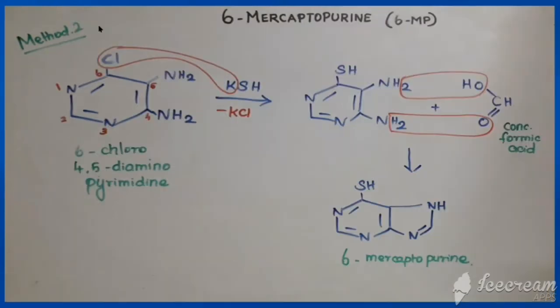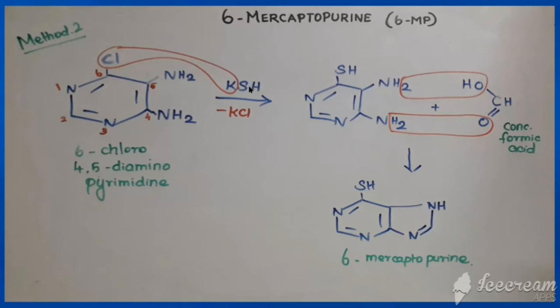Method 2. In method 2, this would be the starting material. Already we know this ring is called pyrimidine, and it has chlorine in the 6th position, and the fourth and fifth positions have amino groups. That's why it is called 6-chloro-4,5-diaminopyrimidine. With that we add KSH, that is potassium hydrosulfide.